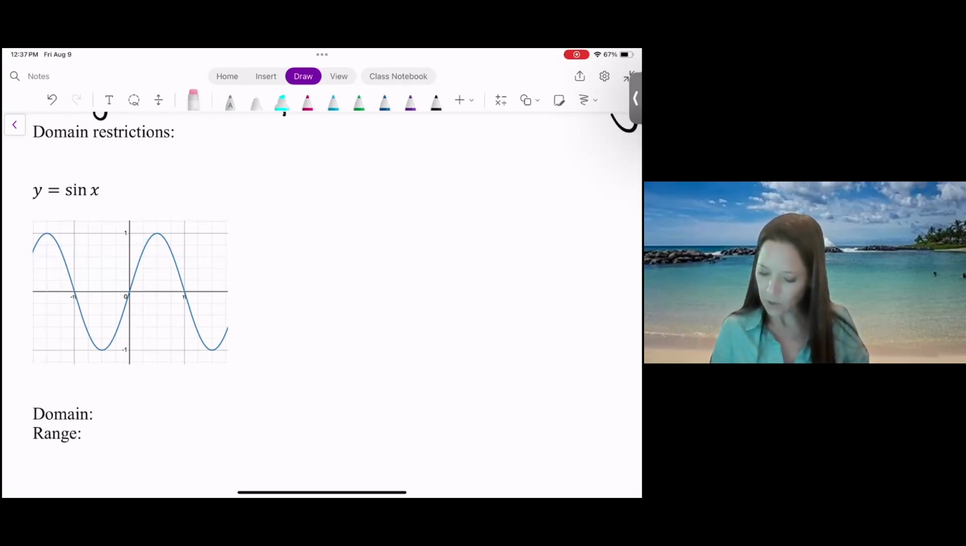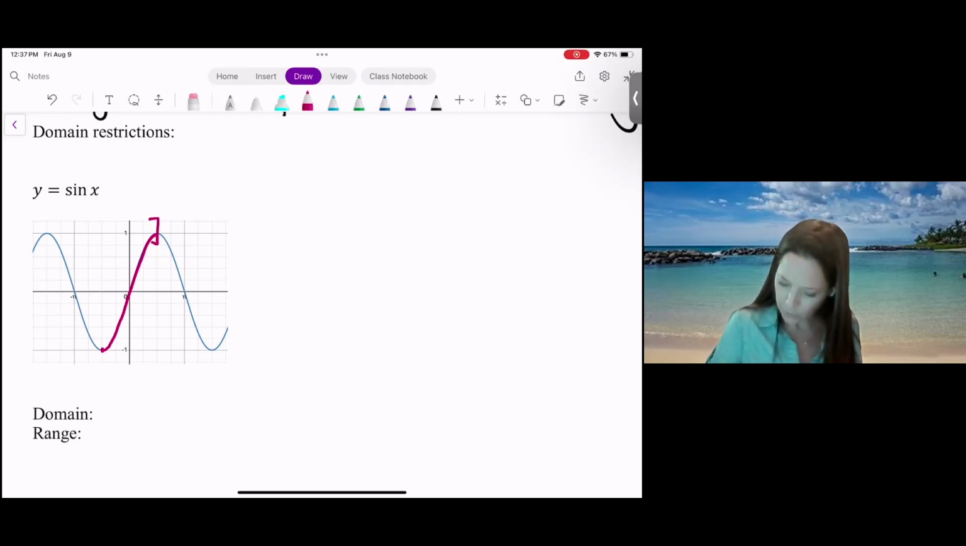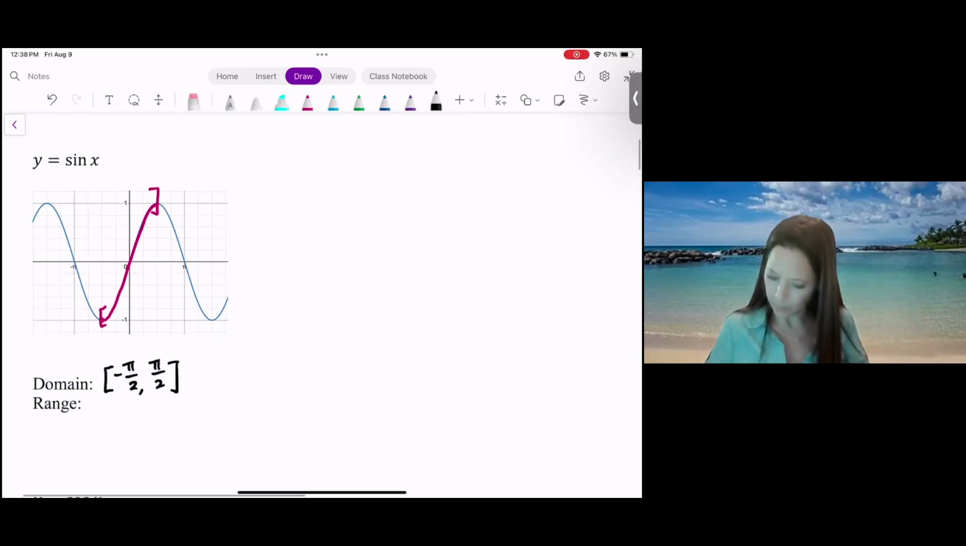So I need to make a restriction so that I only have one individual y for every x. So let's start down at the bottom over here at negative pi over 2, and let's go up the sine graph. All unique y values up until the top. And then once I reach that top maximum point and I want to start to come back down, I would be repeating a y, which I don't want to do. So this is where I'm going to restrict my domain. I'm going to go from negative pi over 2 to positive pi over 2 for my domain using interval notation and brackets because I can include those two values. And then my range is going to be from -1 to 1.